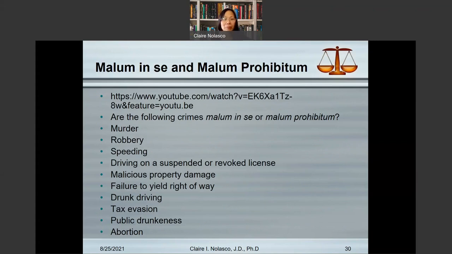Now let's look at the following crimes. And you have to let me know or think about, wherever you are, if these crimes are malum in se or malum prohibitum. Murder, is it malum in se or malum prohibitum? Robbery, is it malum in se, malum prohibitum? Speeding, how about driving on a suspended or revoked license? Malicious property damage. Failure to yield right of way. Drunk driving. Tax evasion. Public drunkenness. Abortion.